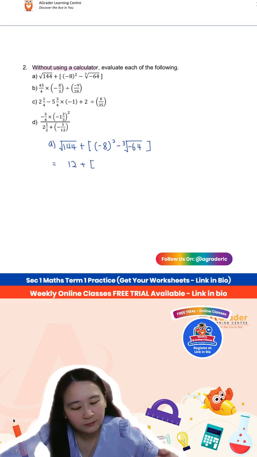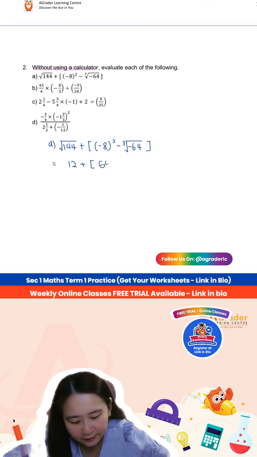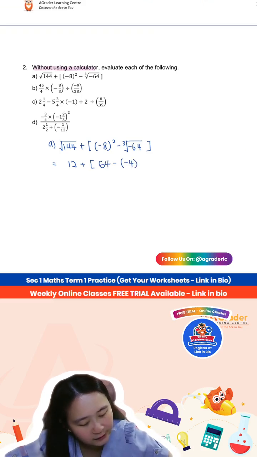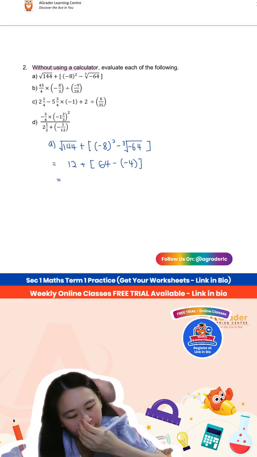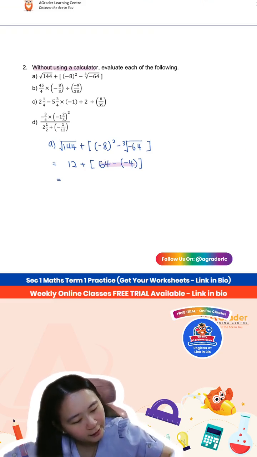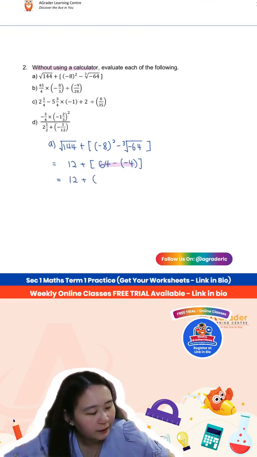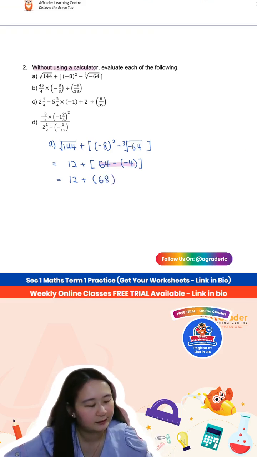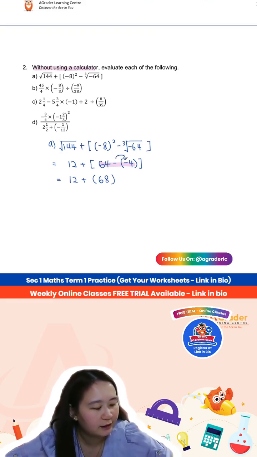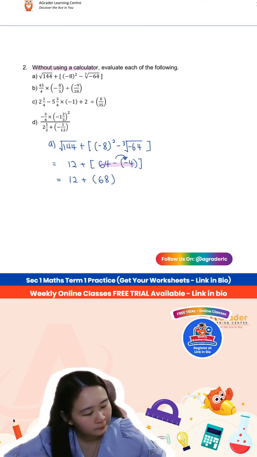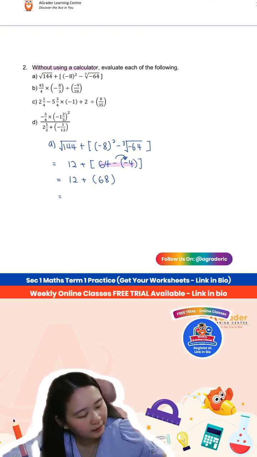Plus negative 8, the whole thing squared is 64. Minus cube root of negative 64, I get negative 4. Okay, so I deal with the bracket first. Therefore, I have to take 64 minus negative 4 first. So 12 plus 64 plus 4 is 68. Okay, take note from here, negative is positive. So this part will change to 64 plus 4. Then 12 plus 68, we get 80.